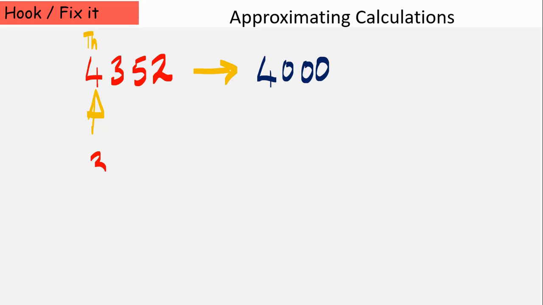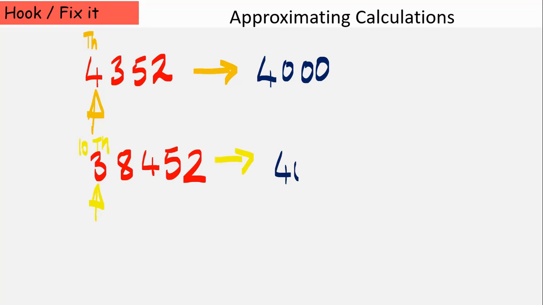Let's try this one, 38,452. My first significant figure, the first non-zero digit I come across, is this 3, and this time round that's in the tens of thousands column. And so when I'm rounding this number, I'm rounding it to the nearest 10,000. And this number is closer to 40,000 than it is 30,000. No, we don't have to put the commas in anymore. That went out about 20 years ago, but I still think it helps.